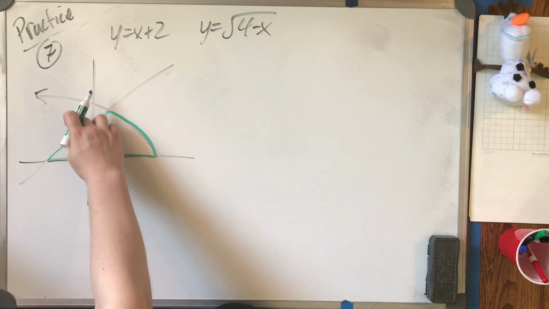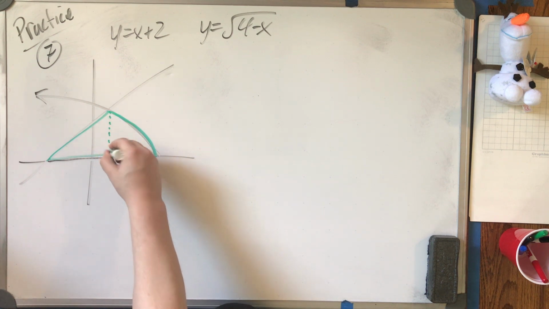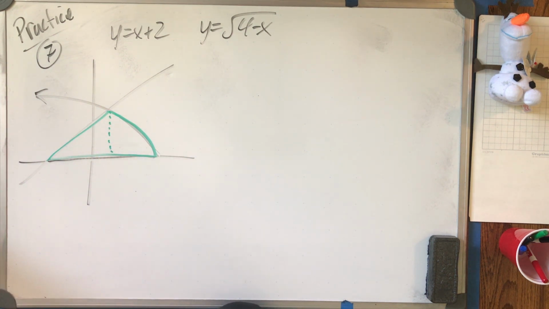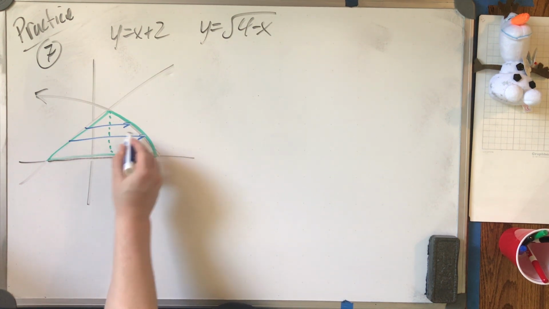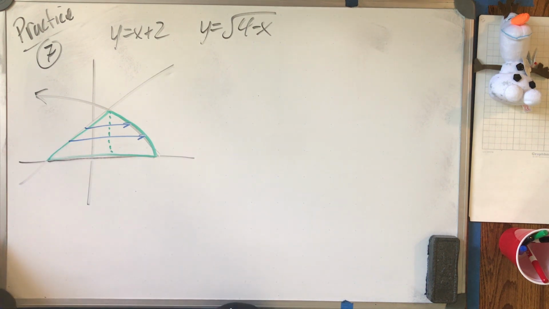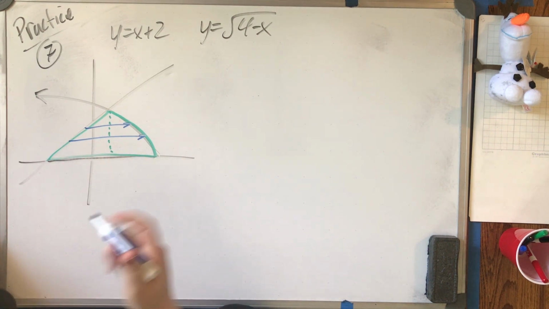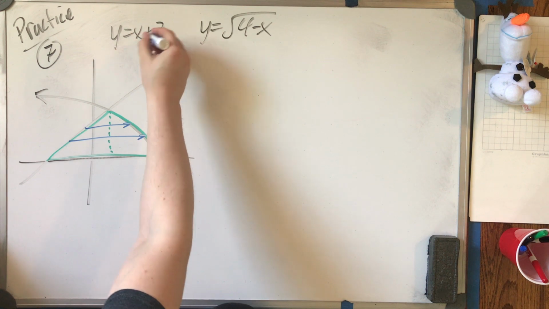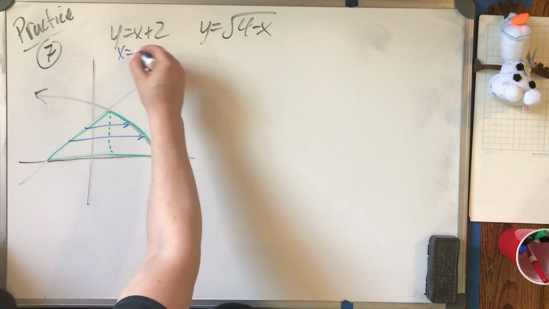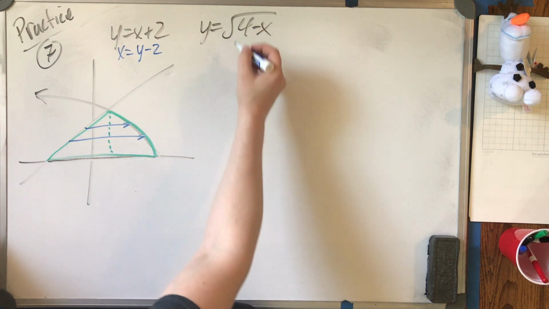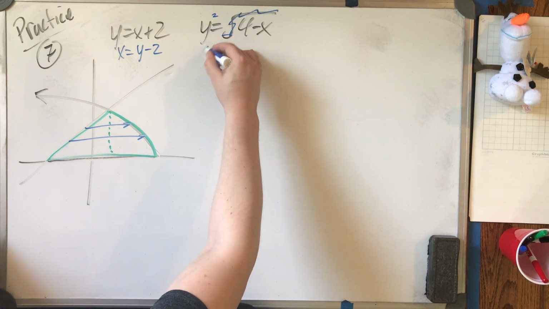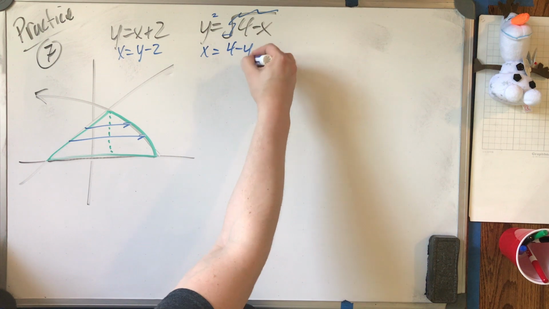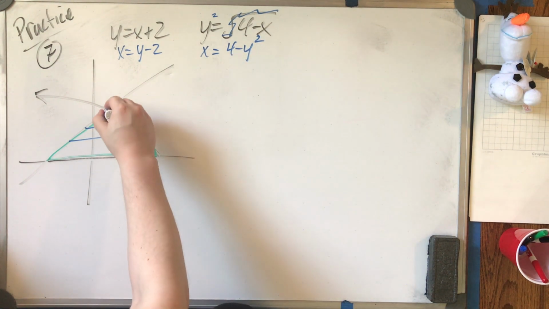If I were to do this with x, I would have to have a cut point right here. So I'm not going to use x, I'm going to instead use y, because if I use y, then I have the same function on top and bottom all the way through. So that means I need to solve each one of these for x equals. So this is going to be x equals y minus 2. This one I'm going to square everything, that gets rid of that, and then I'll end up with x equals 4 minus y squared.